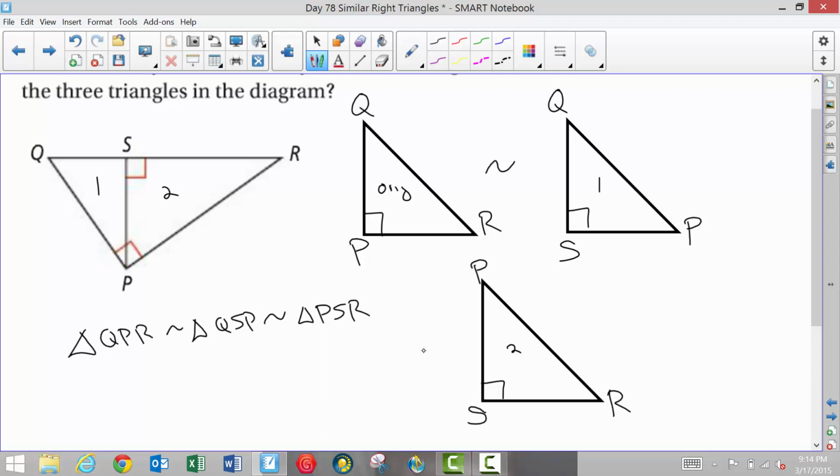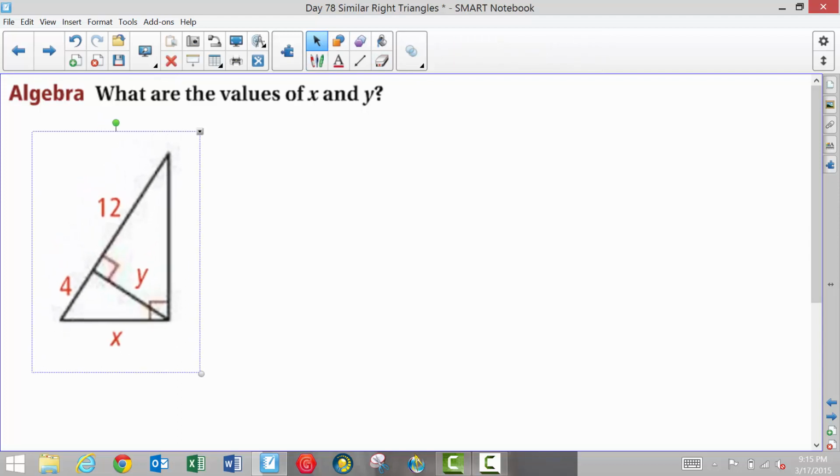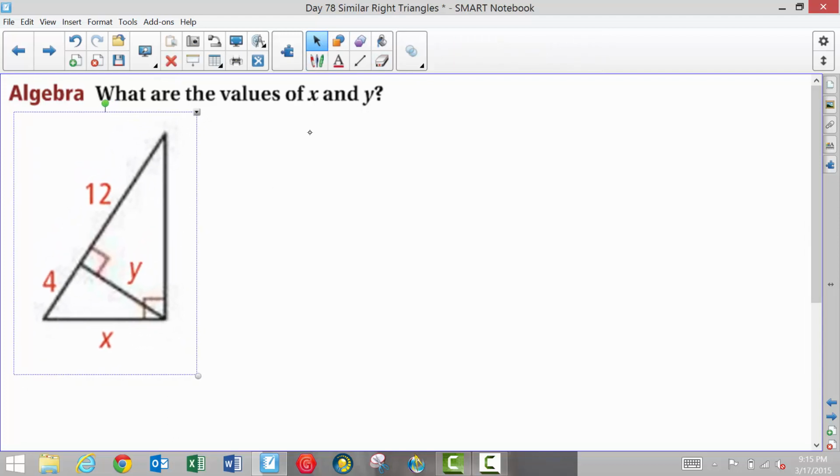Now you can use these diagrams to help you solve for variables when you're dealing with algebra in similar right triangles. So I have similar right triangles. So I have x and y.